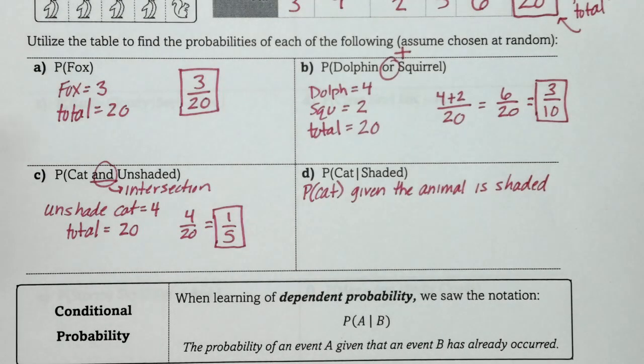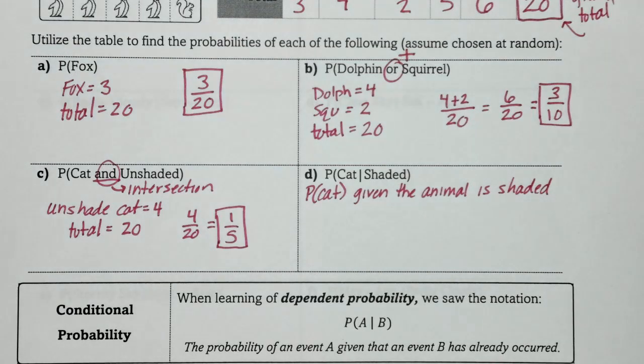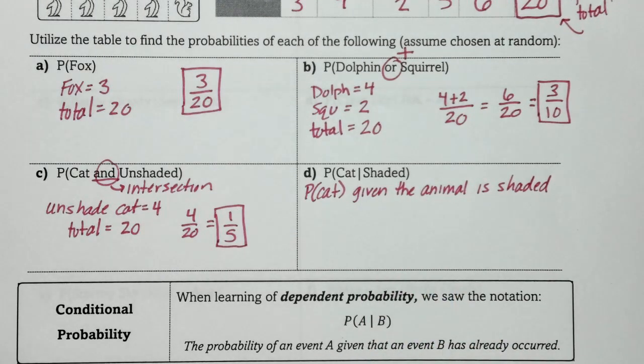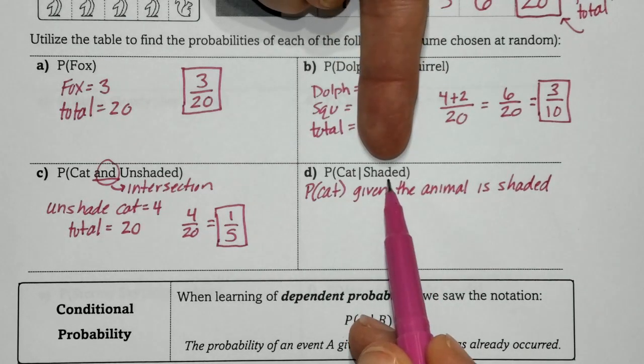All right, so there's what it looks like. That's what we're saying. So we're not going to be doing the grand total anymore with this one. When you see this line, meaning given, we're not doing grand total. My suggestion is, I like to start with the second word, shaded.